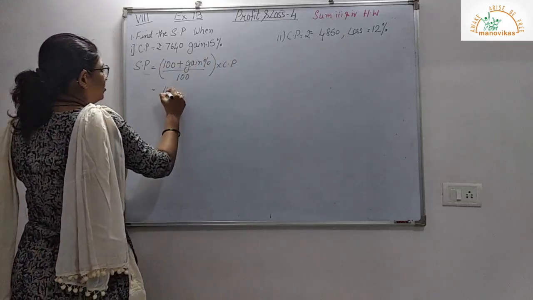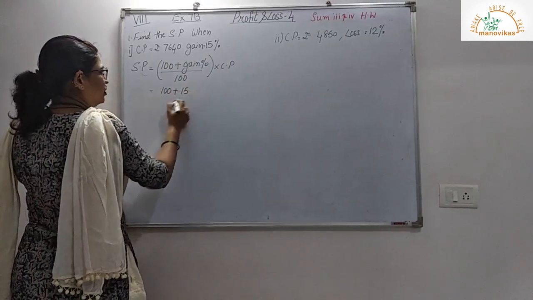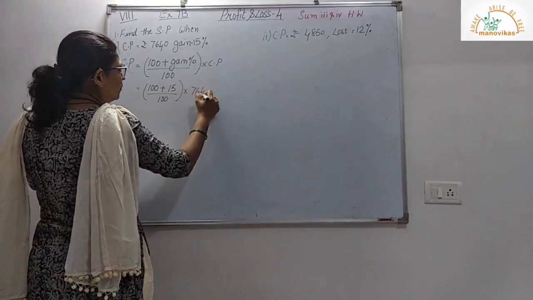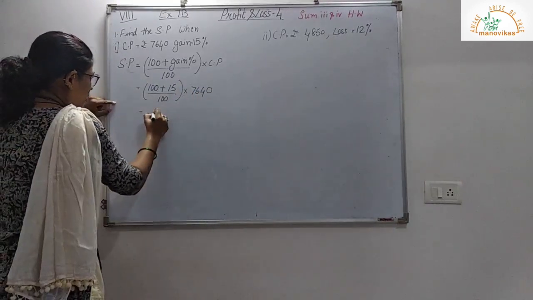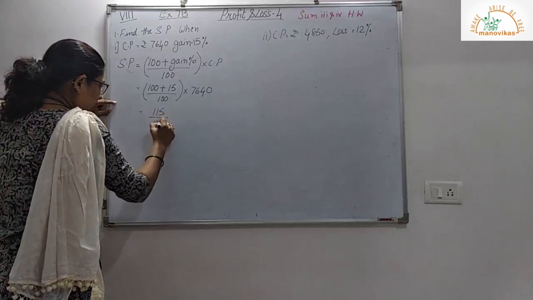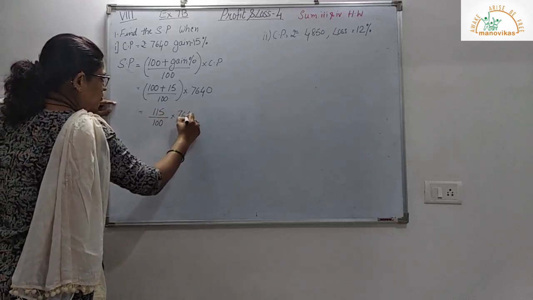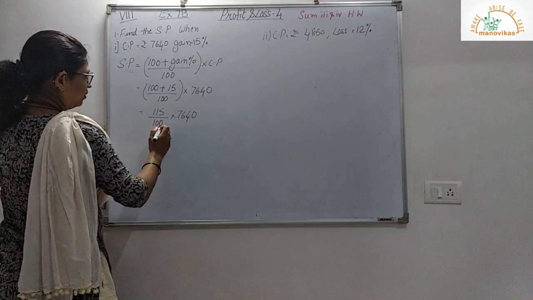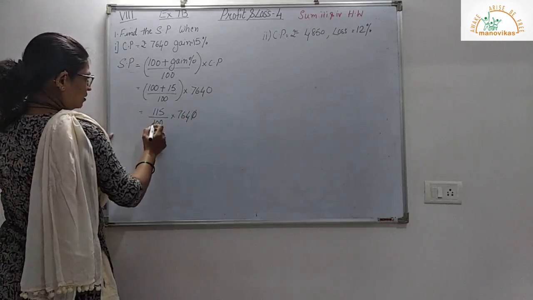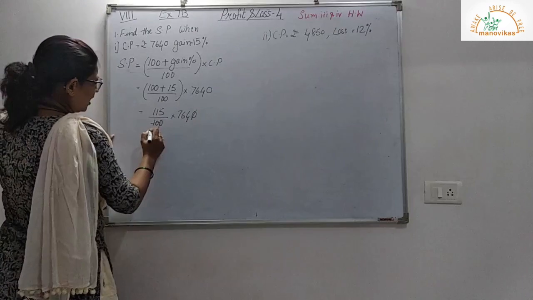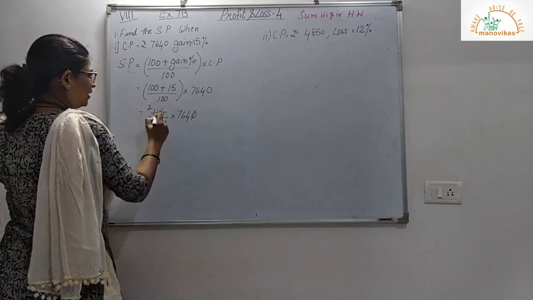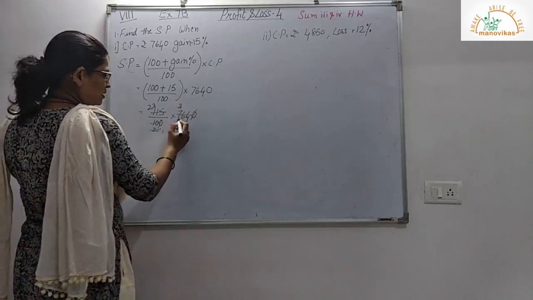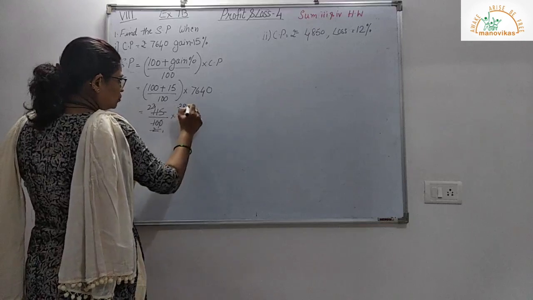So here we have 100 plus gain percent, that is 15, divided by 100 into the cost price, that is 7640. Now this comes to 115 divided by 100 into 7640. Now we can cancel out over here, right? So 0 0 we can cancel, then this will go with 5. So 5 2s are 10, and 3s are 2, 1s are 2, 3s are 6, 2 8s are, and 2 2s are.